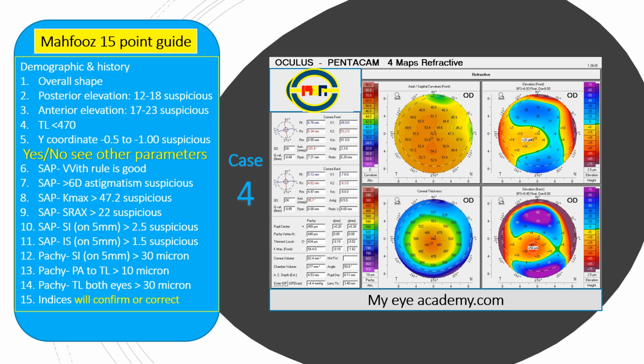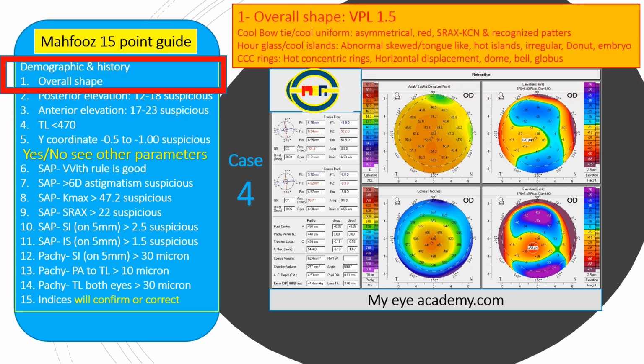Case number 4. Look at the overall shape. This is now not cool colors. It is a red hot. Look at that. It's a red color. And look at the posterior elevation. These are islands and these are hot islands. Hot islands is abnormal shape.